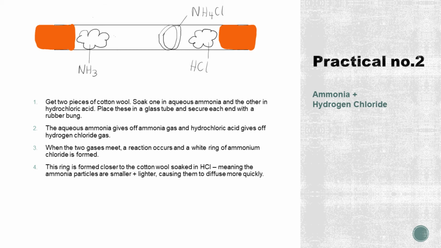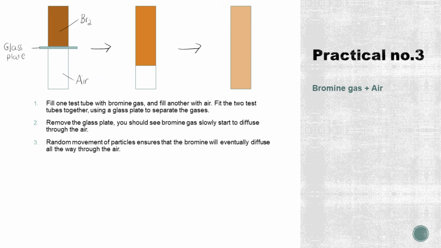And the final experiment we'll look at today is the diffusion of bromine gas through air. Firstly, we fill one test tube with bromine gas, which is a brown colour and it also has quite a strong smell, and secure it with a glass plate to ensure that the gas does not escape. We will fill another test tube with regular air and then place the bromine test tube on top of the air test tube, with both the gases separated by a glass plate.